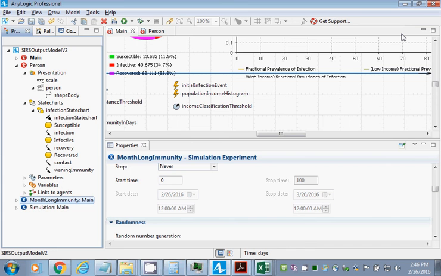Okay, so for a given person, how do we remember how many times they've been infected before? We need a running count for them, right? The number of times infected thus far. What does that sound like to you? A variable. So let's go to person and let's add a variable that is going to be a count of times infected.